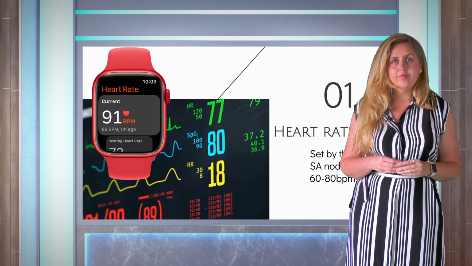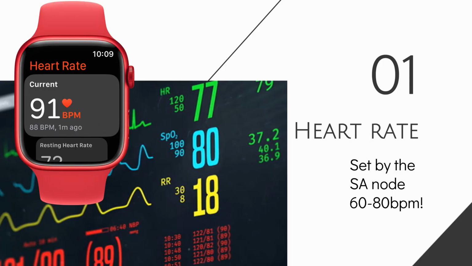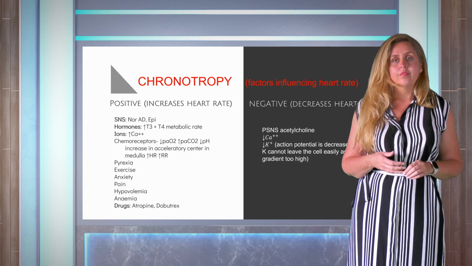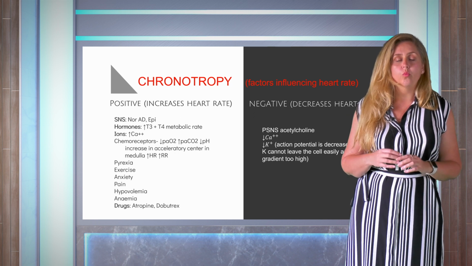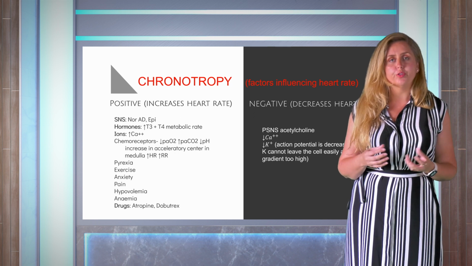Let's start with heart rate. Heart rate is set by our SA node, our sinoatrial node in our right atrium. Normal heart rate is around 60 to 80 beats per minute at rest, but we say sinus rhythm can go from 60 to 100 beats per minute. And all the factors influencing heart rate fall under the word chronotropy.